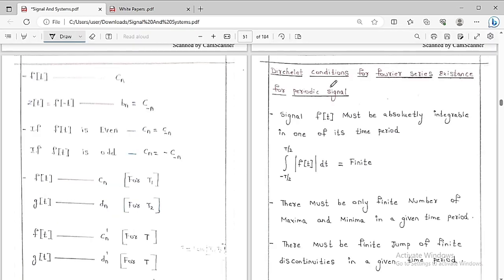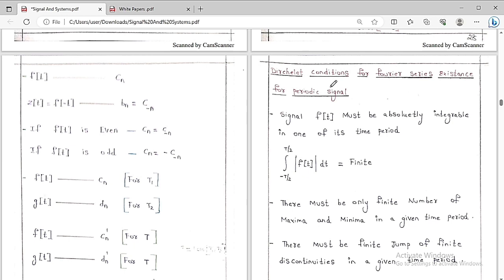Now, the next concept that we are going to discuss is the Dirichlet conditions for the Fourier series existence for a periodic signal. Suppose there is some periodic signal. There are some conditions, and if these conditions are satisfied, then we can say the Fourier series expression exists for the periodic signal. These conditions were given by Dirichlet. That is the reason we call them the Dirichlet conditions for the Fourier series existence for a periodic signal.